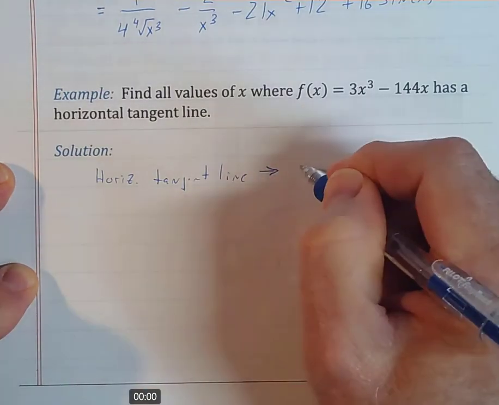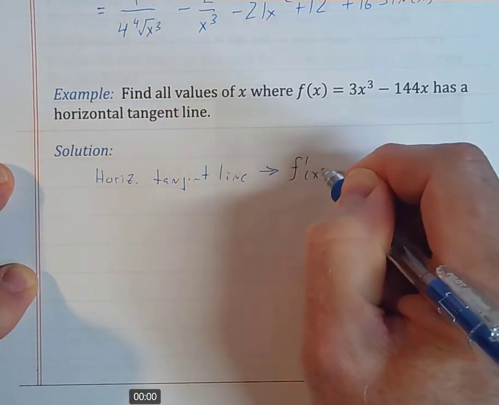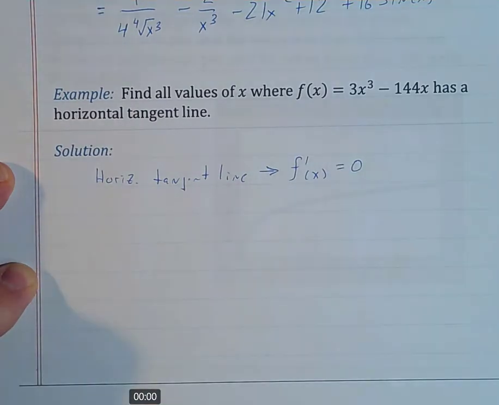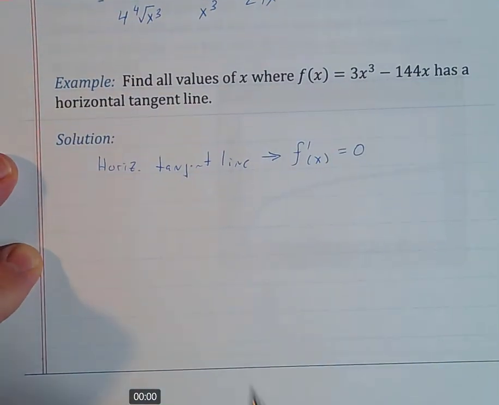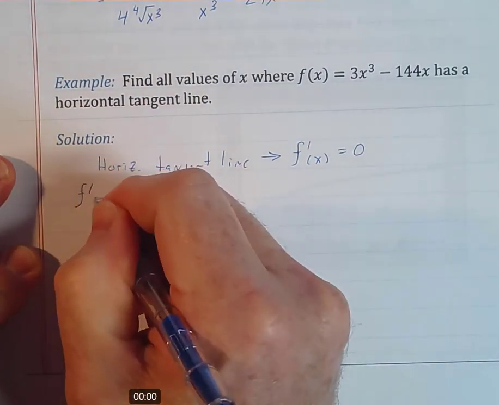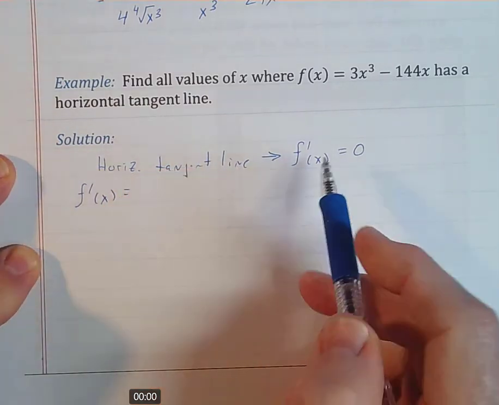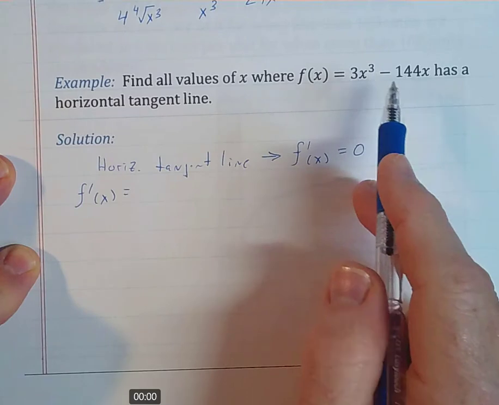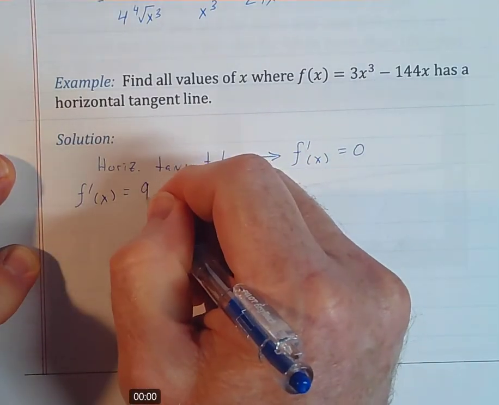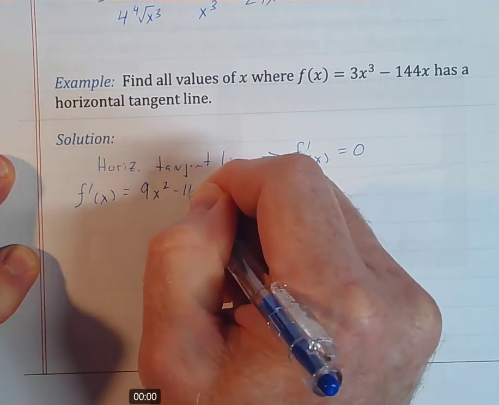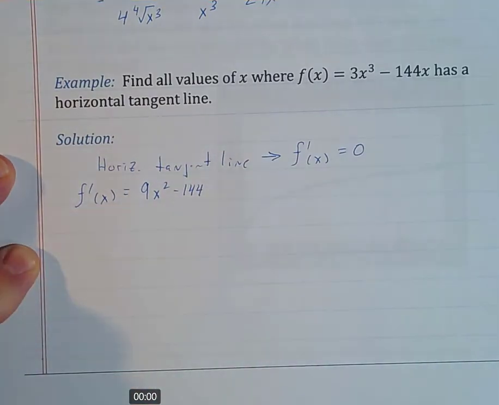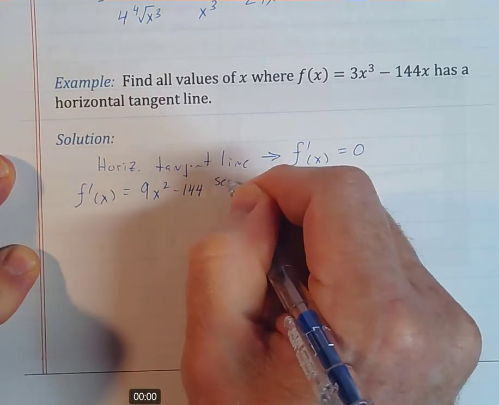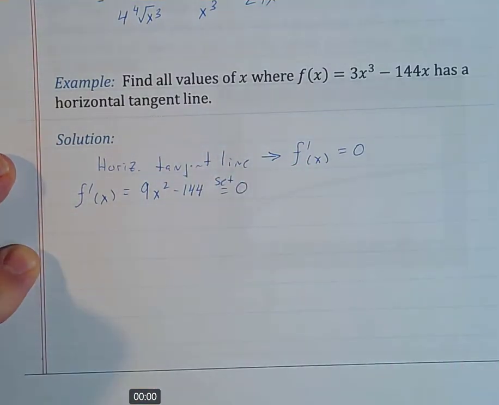What this is really meaning is I want the derivative to equal 0. All right, so first thing we got to do is find the derivative. I've got 3x cubed minus 144x. That's a pretty straightforward one here. It looks like that will give me 9x squared minus 144. And I want to set this equal to 0 to see what values of x make that happen.